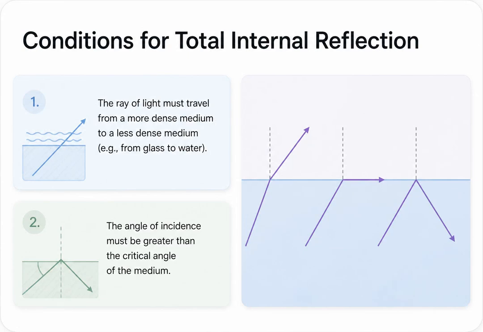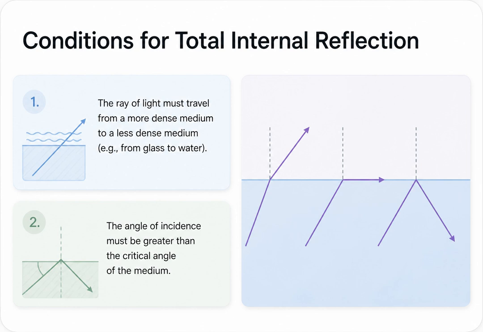For total internal reflection to occur, two strict conditions must be met simultaneously. First, the light must be trying to travel from a more optically dense medium into a less dense one, for example, moving from glass into water or water into air. Second, the angle at which the light hits the boundary must be strictly greater than the critical angle for that specific material pairing.